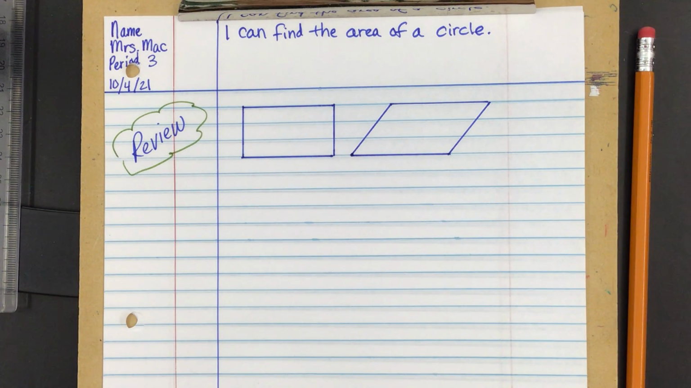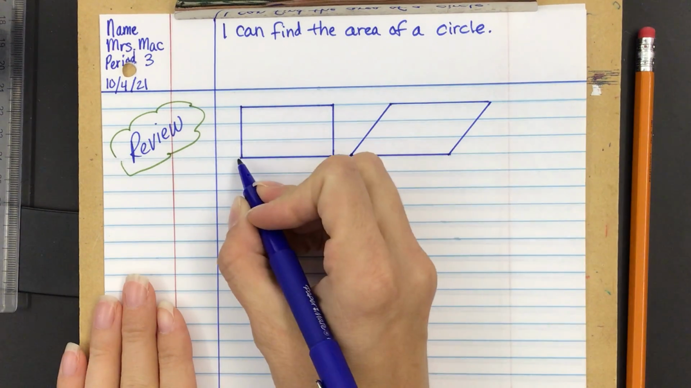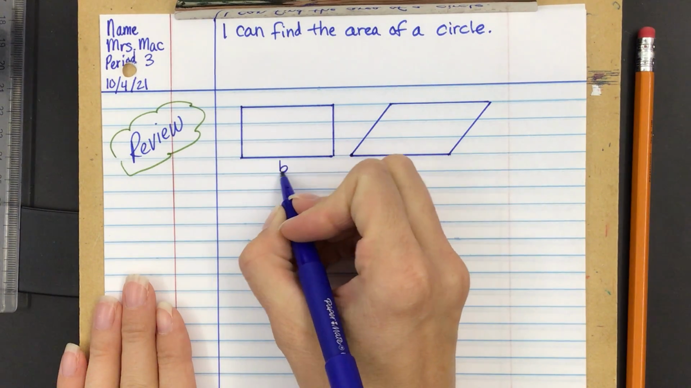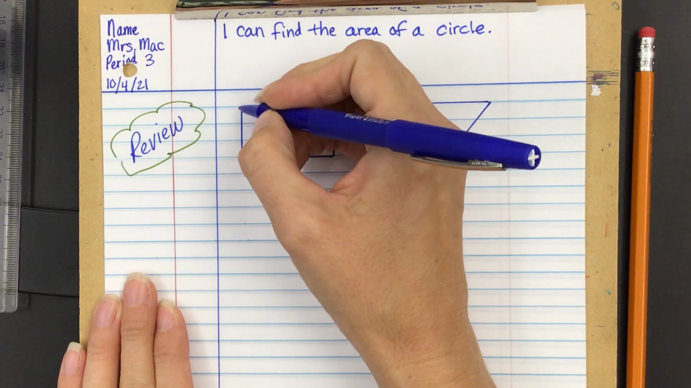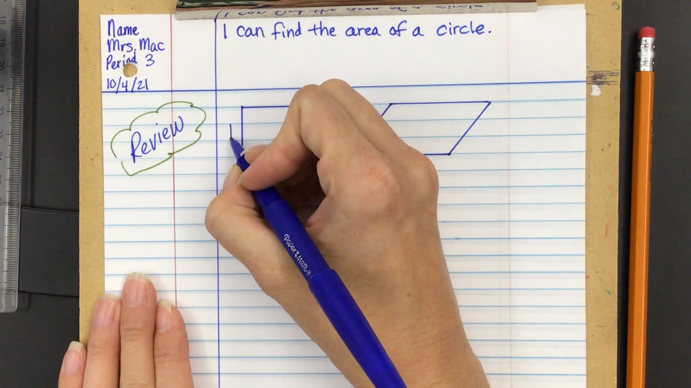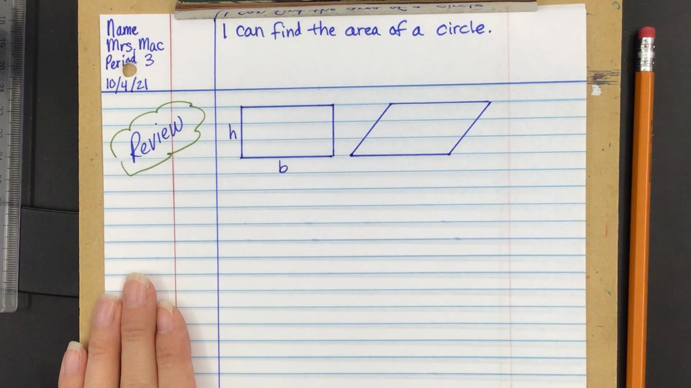Take a look at that rectangle. I know that you've probably learned to find the area of a rectangle by multiplying the length times the width. I'm going to do the same thing, but I'm going to change the vocabulary a little bit on you. I'm going to call this down here the base, the length of the base, and I'm going to call this the height, h.